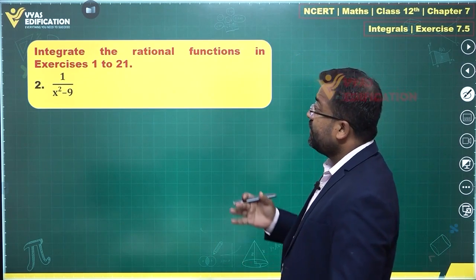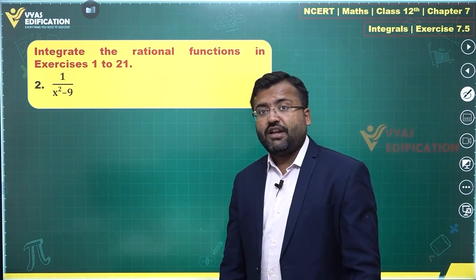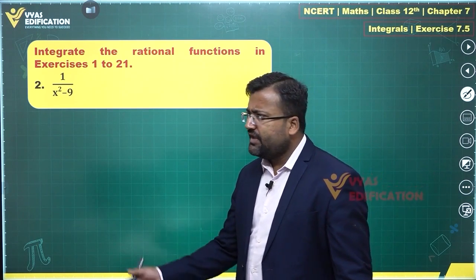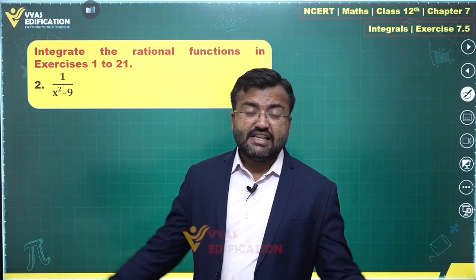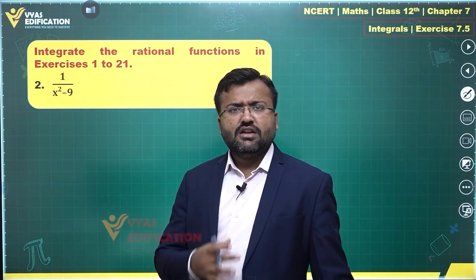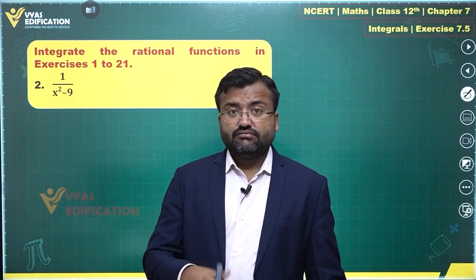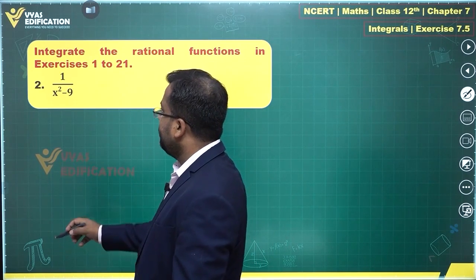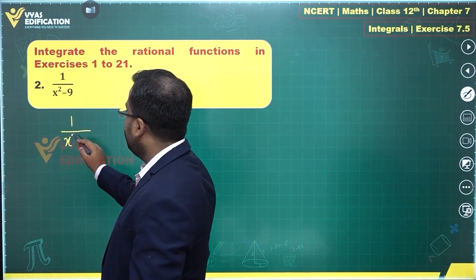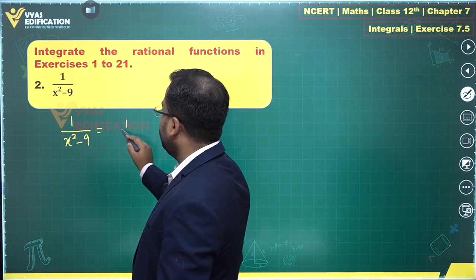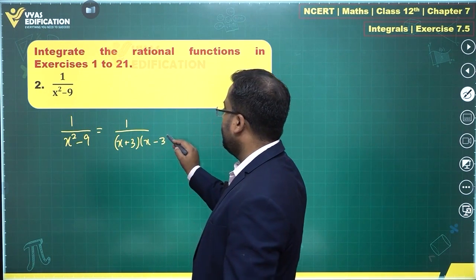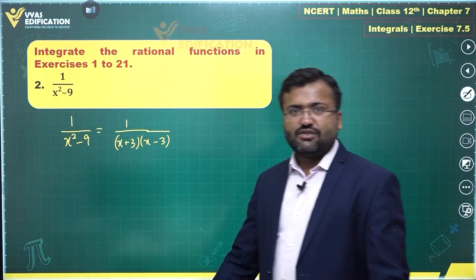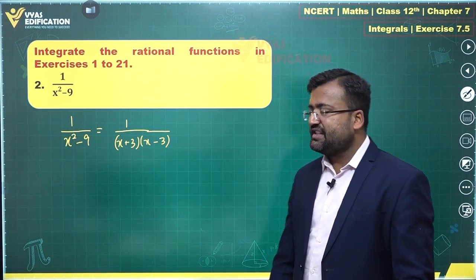Second question says integrate 1 upon x square minus 9. Now, how do we deal with this? Once again, the first important thing to note here is the degree of numerator is less than degree of denominator. So first step is okay. After that, we need to factorize the denominator. So let's focus on factorizing the denominator. x square minus 9 in the denominator can be factorized as x plus 3, x minus 3. This is x square minus 3 square, right, which can be factorized as x plus 3, x minus 3.